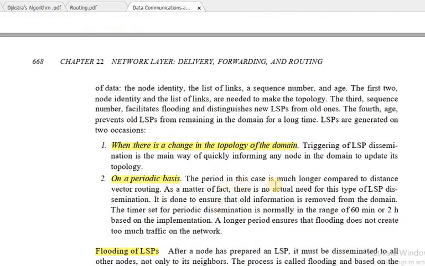So the period in this case is much longer compared to distance vector routing. It is the gap between the two broadcasts, or two floodings, which may be more than in distance vector routing that we studied. As a matter of fact, there is no actual need for this type of LSP dissemination. However, it is done to ensure that all outdated information is removed from the domain. So we keep on updating the information.